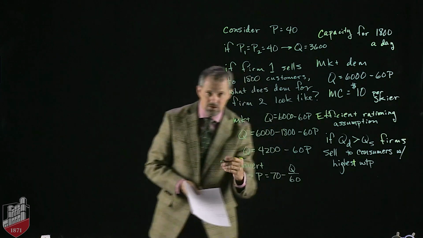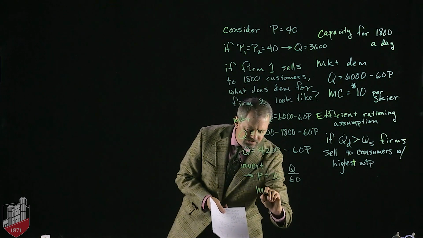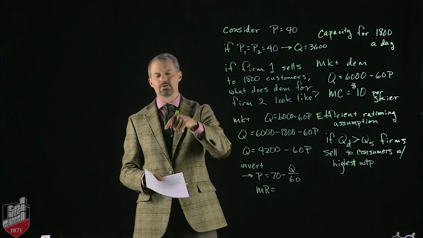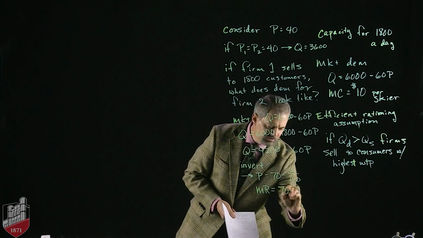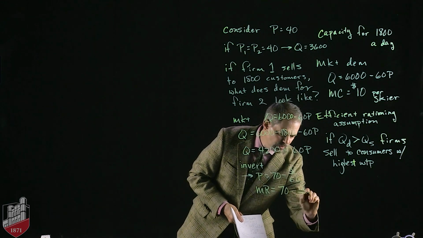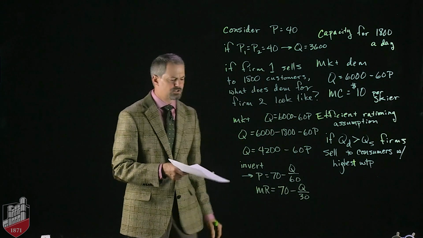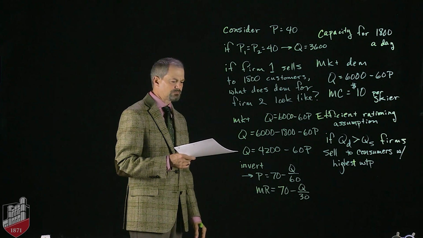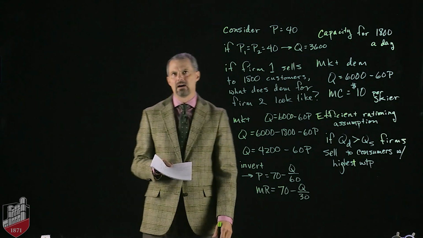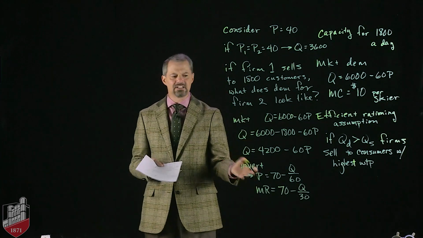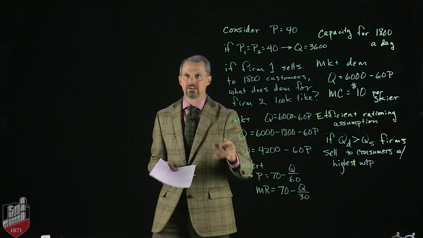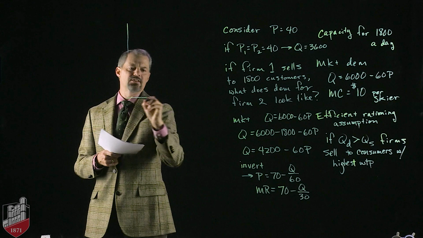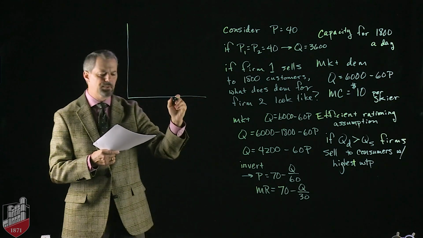We want to set marginal revenue equal to marginal cost, so remember your marginal revenue curve always has the same intercept as your inverse demand curve and twice the slope, so it would be 70 minus Q over 30. So there's our marginal revenue curve for firm 2. Now remember, firm 2 has a capacity constraint, so we need to think about what this looks like. I'm going to draw 2 pictures.